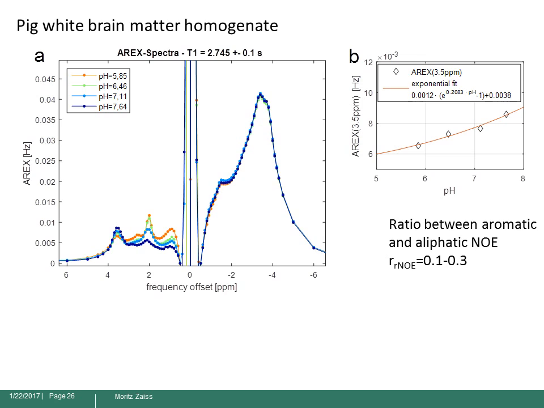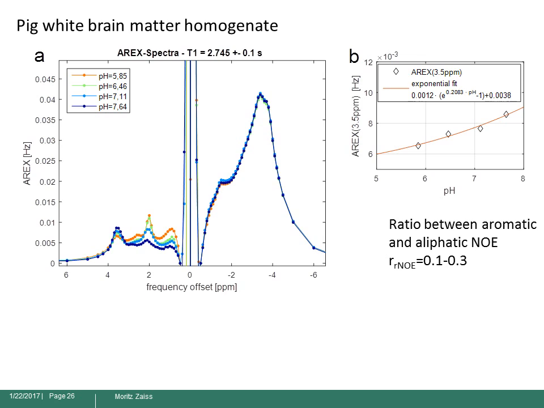A further hint is given by an experiment where we used pig white brain matter homogenate. So we took pig brain and homogenized it using a tissue grinder, so that we have access to the intracellular compounds. By this we have access to change the pH, so we could titrate the pH to different levels in this sample. And by that we also saw that the amide peak here at 3.5 ppm changes with pH, but we saw there's a constant baseline. So if we go to very low pH, we still see there are some signals left.